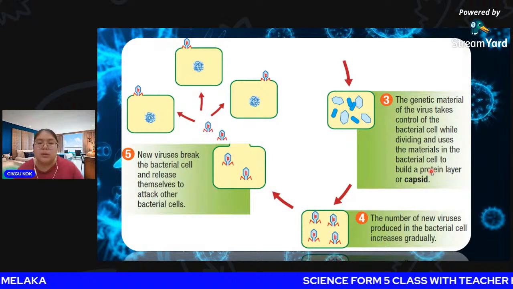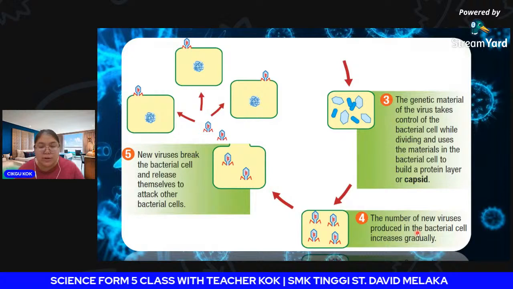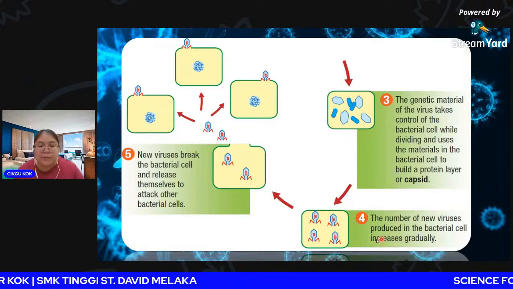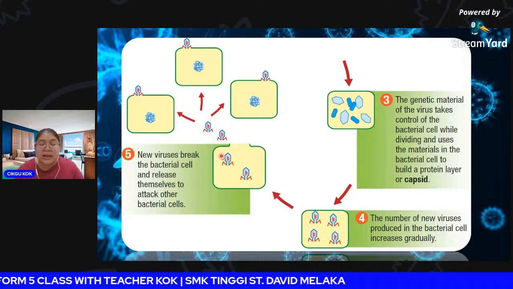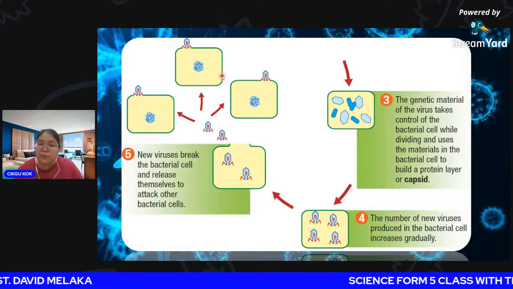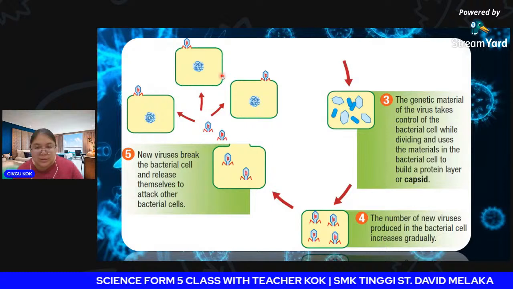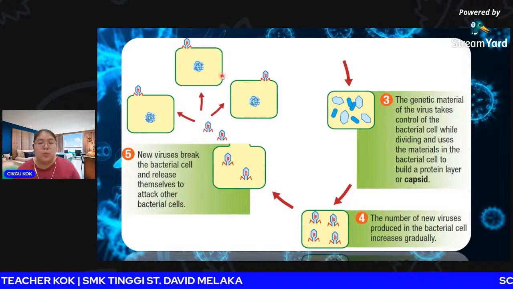Okay, number four, the number of new viruses produced. Because they have the protein layer already, they can build another new member of the virus. After that, they will increase gradually, more and more. Number five, the new viruses. When they have built more and more, the viruses can go and find another bacterium in your body. That means it is very dangerous in your body. When one bacterium is affected, the others will slowly also be attacked by the virus. So this is how the virus does reproduction in the host.